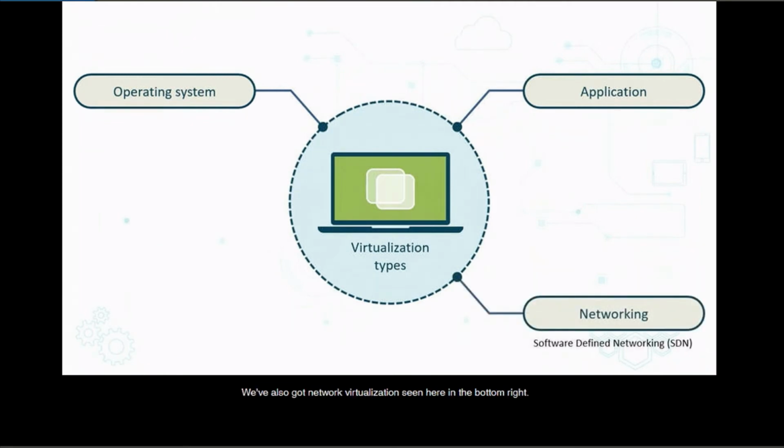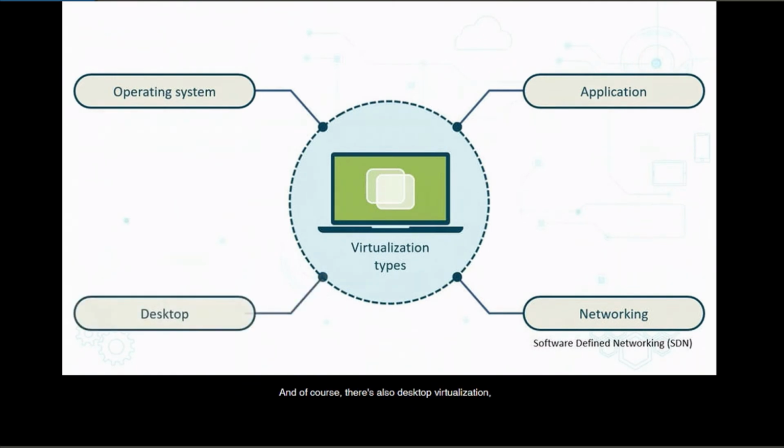We've also got network virtualization seen here in the bottom right. And a term that comes to mind in line with that is software-defined networking, or SDN, which is used extensively in cloud computing. Software-defined networking really means that we provide cloud customers with an easy way to configure virtual network settings and routing tables and so on, rather than have them actually make a connection to the underlying hardware like routers that do that. We provide an easier interface.